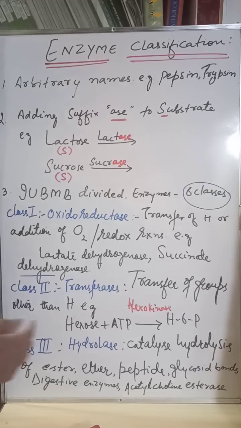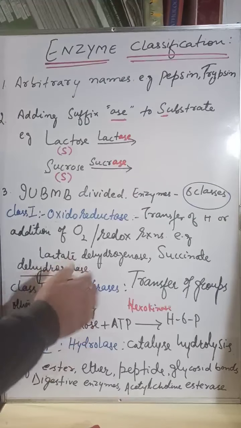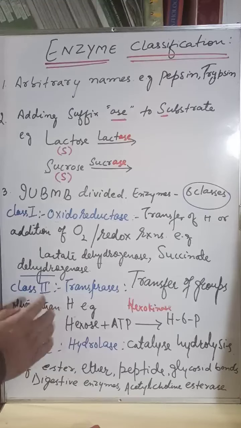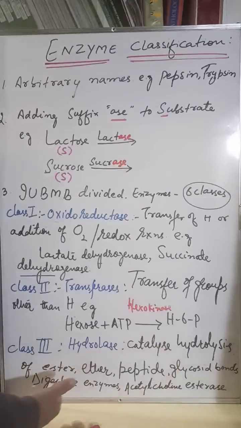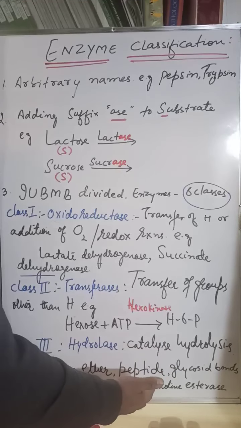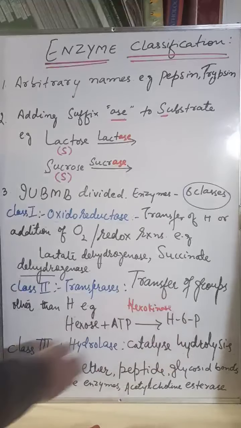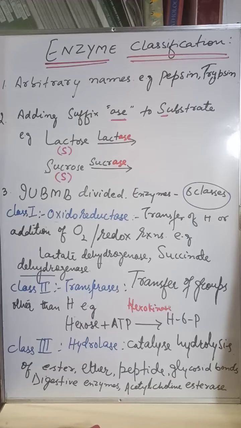The third class of enzyme is called hydrolase. It is very simple. Hydrolases are a class of enzymes which break bonds with the help of water, so they catalyze hydrolysis. Lysis means breaking the bonds with the help of water. For example, ester bond, ether bond, peptide bond, glycosidic bond. All these bonds are present in biomolecules, you will come to know. Examples of this class are digestive enzymes and acetylcholine esterase. So simply saying, hydrolases are the class of enzymes which catalyze hydrolysis, breaking bonds in the presence of water.